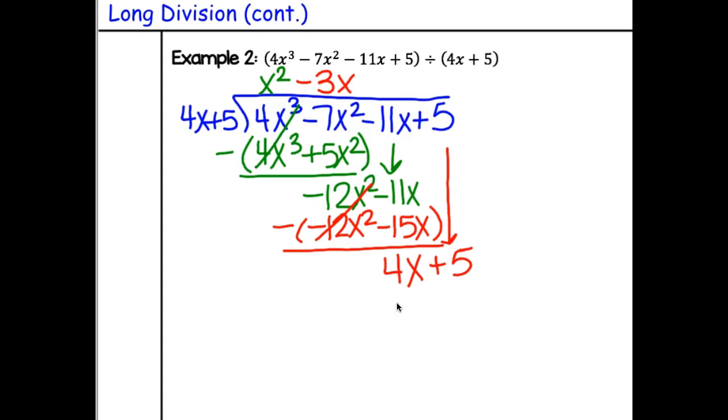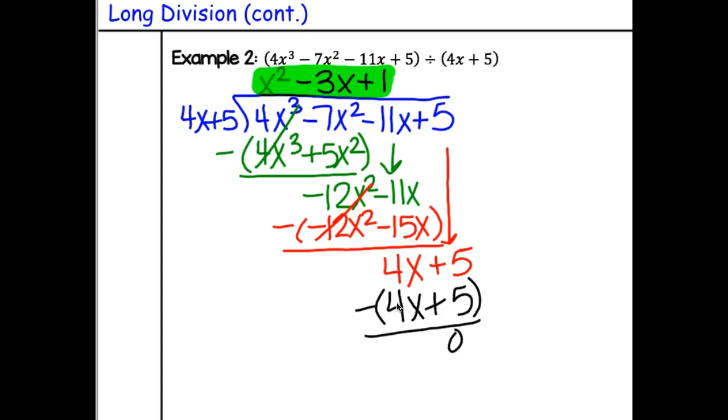To turn 4x into 4x, we simply multiply by a positive 1. And when we distribute through, we get 4x plus 5. And when we subtract it, we get 0, meaning that x squared minus 3x plus 1 is my answer.